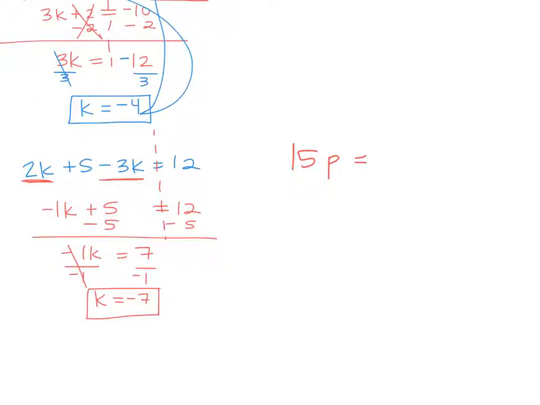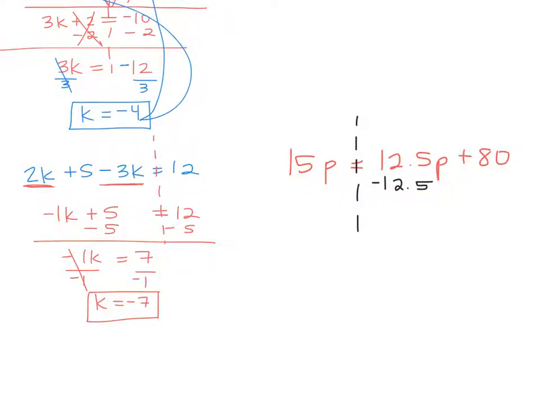15p equals 12.5p plus 80. Okay, think about where your equal sign is. Are we gonna combine the 15p and the 12.5p, or are we gonna cancel one of them out? Cancel one out. When they're on opposite sides, you gotta get rid of one. Which one would you subtract? The 12.5. So if I take away 12.5p, then I gotta do it over here too.